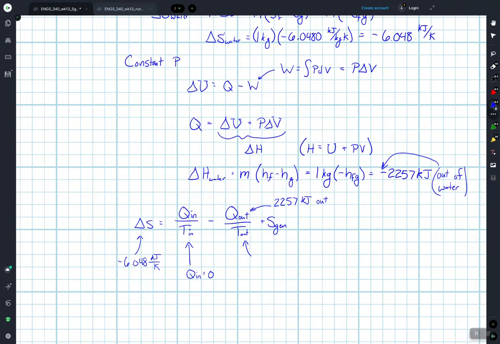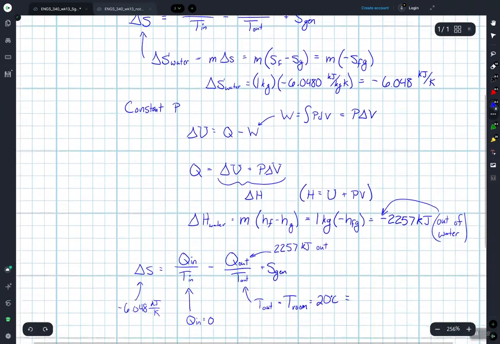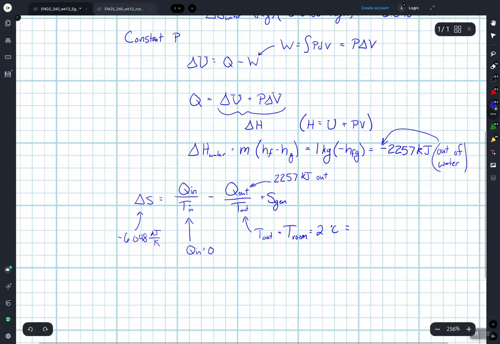So that's the temperature that it's going in, that it's going at. So T out equals T room, which is 25 degrees C. But when we're doing things with entropy, we have to use, 20 degrees C, I believe. Is that right? 25 degrees C. When we're doing things with entropy, we have to use Kelvin. So that equals 298 Kelvin.